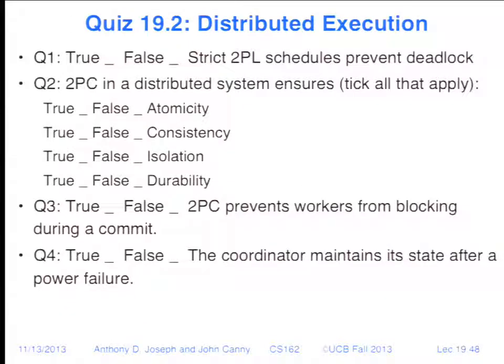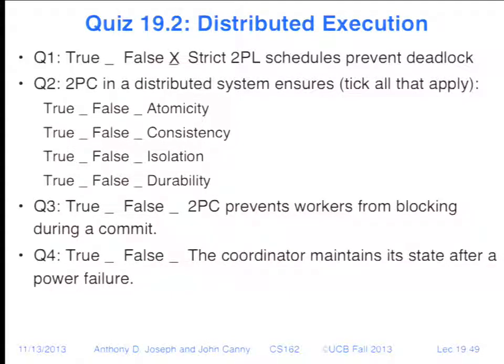All right, so let's review some of these ideas. So first of all, strict two-phase locking schedules prevent deadlock? Not in general, no. In fact, without additional constraints such as lexicographic ordering, they don't.